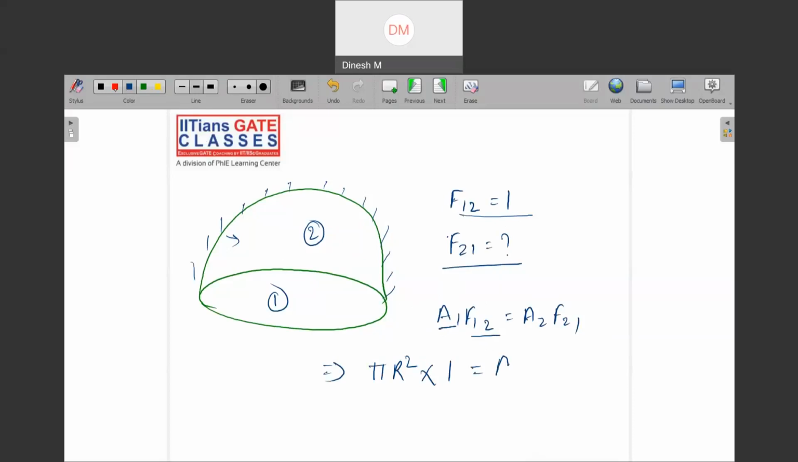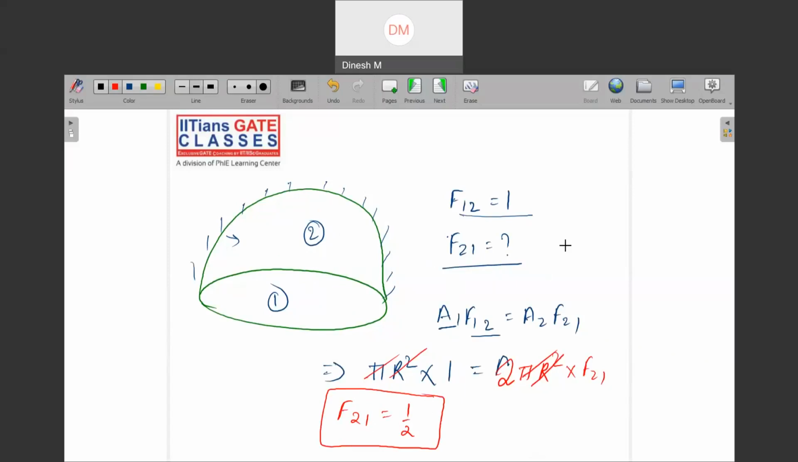A2 value is the surface area of the hemisphere, and the surface area of a hemisphere is 2 pi R square, multiplied by F21. So from here, what can you see? This R square and this pi get cancelled out, so F21 value is 1 by 2. So can you see, just by using the reciprocity relation, we are able to find out the various shape factors.